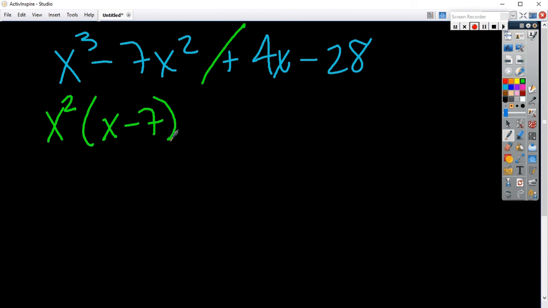All right, look at the second 2. Can you take anything out of the second 2 of 4?